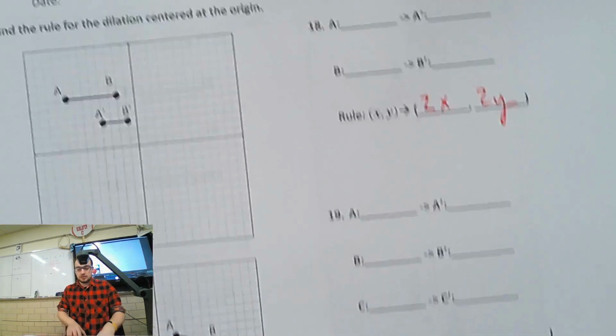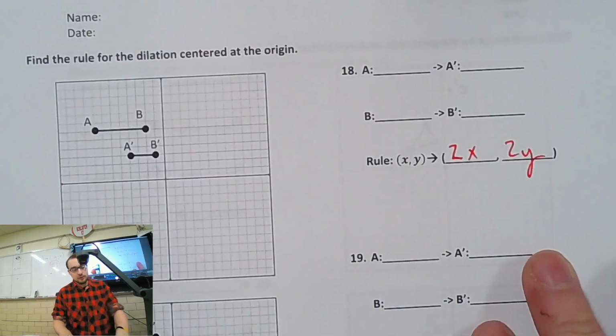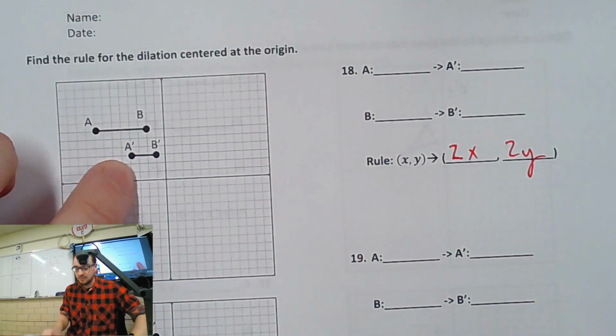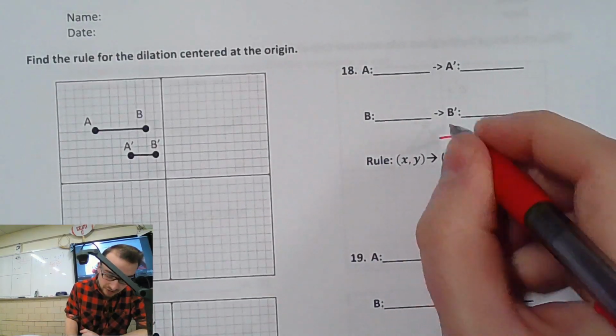Yes? For number 18, should it be 1 times x and 1 times y? I went the wrong direction. 18. Are we going from here to here or here to here? We're getting smaller, aren't we? So we didn't times it by 2. We halved it. Good catch, Taylor.